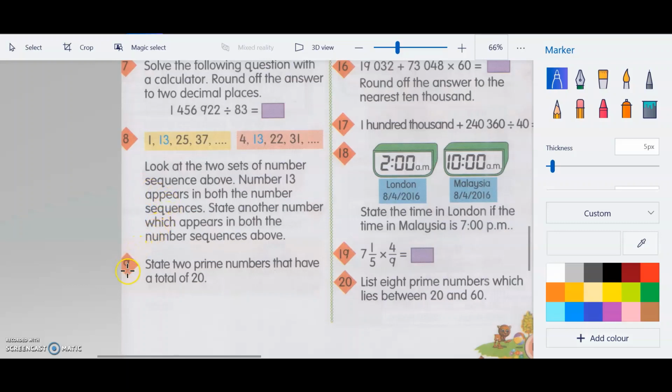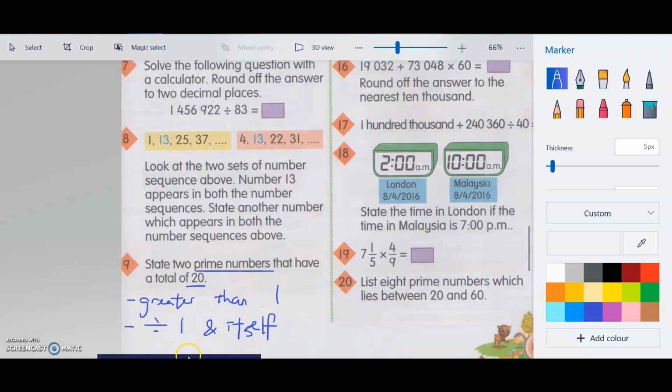Look at question 9. State two prime numbers that have a total of 20. Now, I still remember prime numbers. The criteria of prime numbers: it must be greater than 1 and it can only be divided by 1 and itself. So we need to look for two prime numbers that have a total of 20.